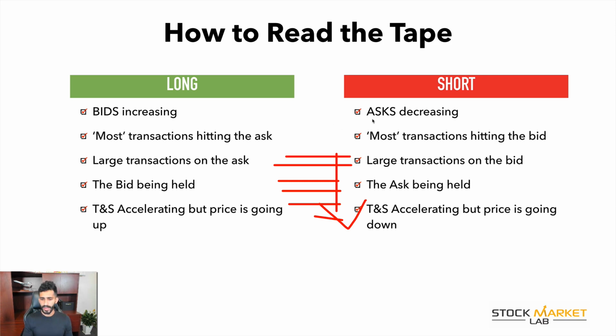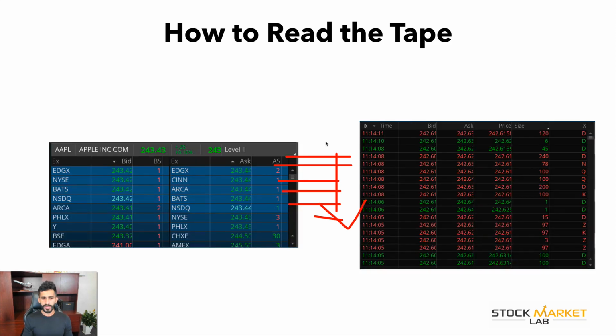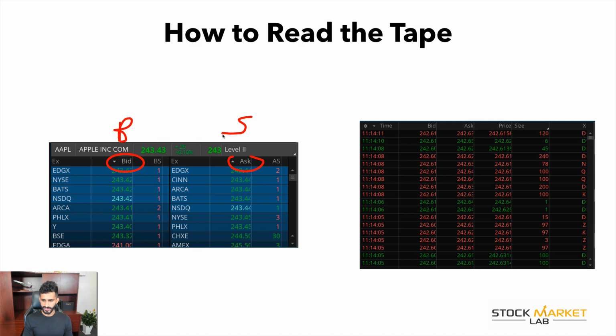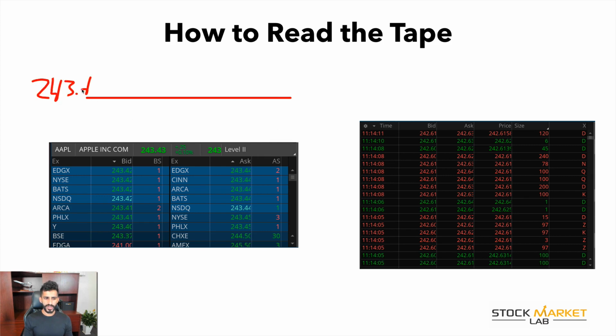Okay, let's just break this down real quick. So once again: bid, ask, buyers, sellers. The whole idea is to watch this at critical levels. Let's say 243, and I'm going to show you guys a live example in a bit. 243.40 is a support level, a very strong support level. Every time the stock gets to that support level, we want to see the bids hold.